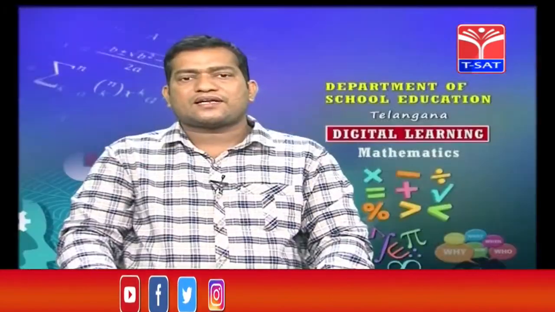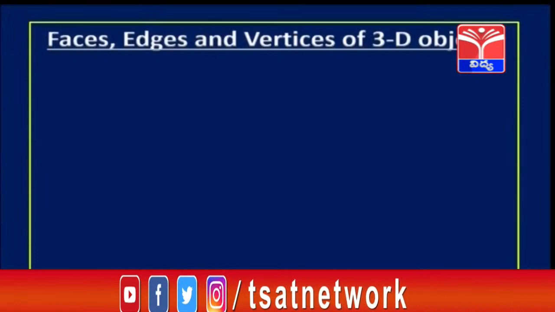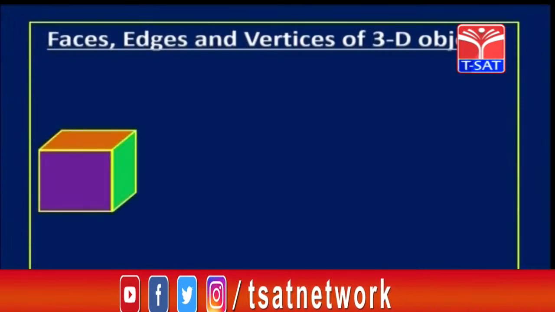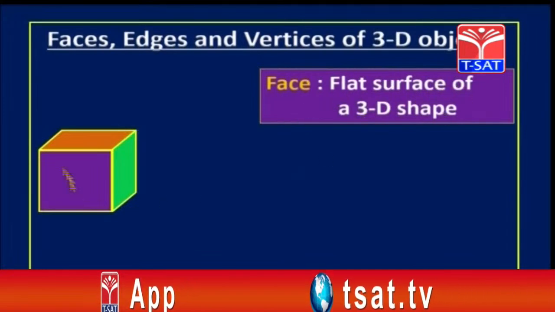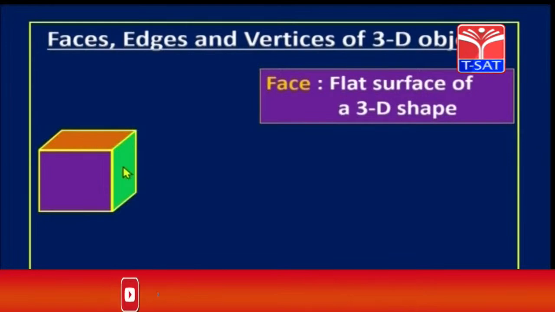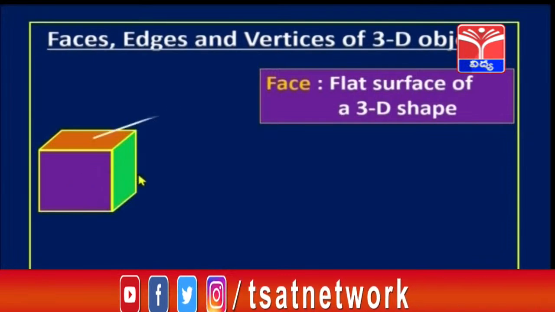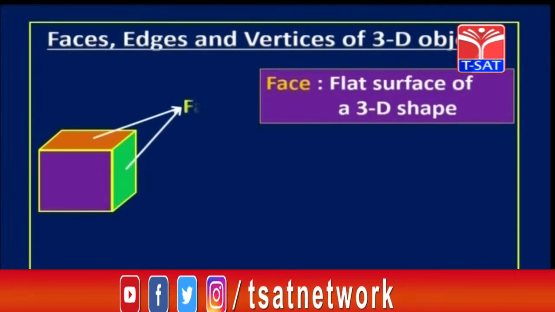Okay children, now let us understand how to find faces, edges and vertices of 3D objects. I am taking a cube here. First you should understand what a face is, children. A flat surface of a 3D shape. Children, you are observing a cube here. This orange color surface, green color surface, violet color surface are called faces.